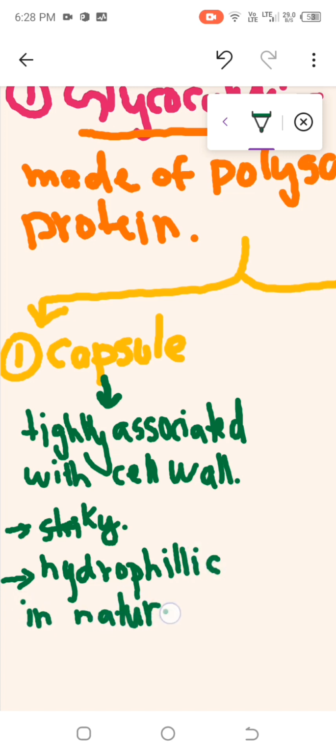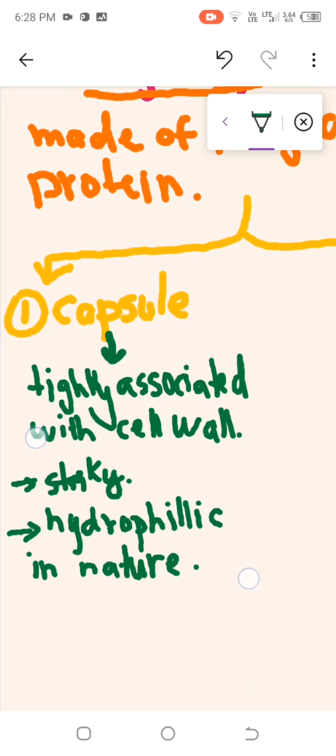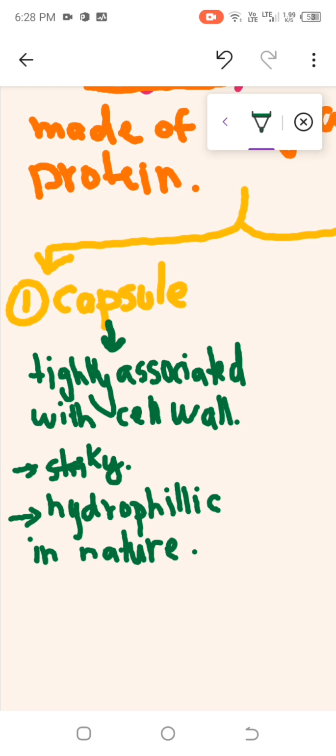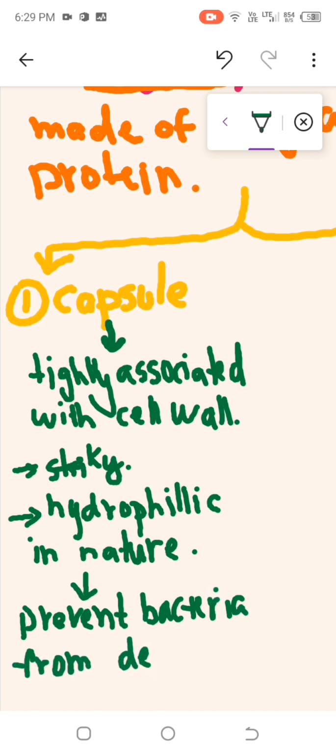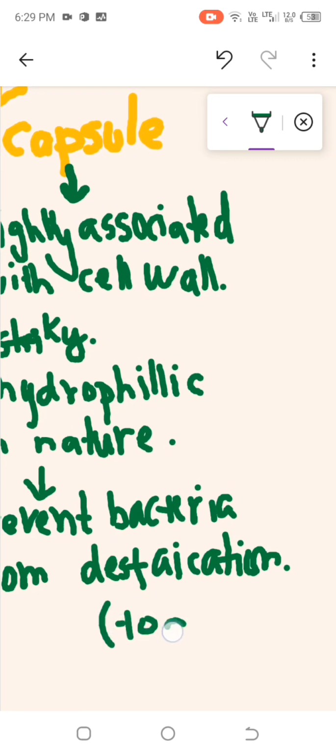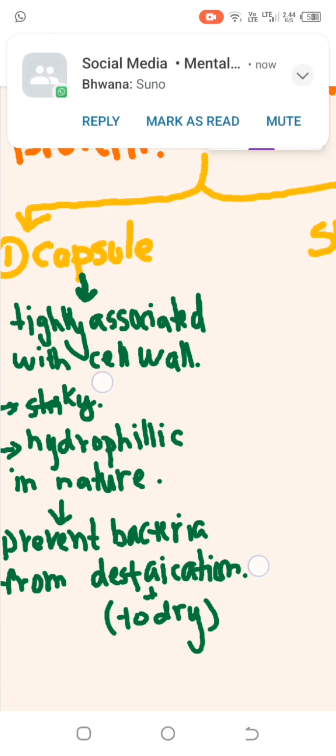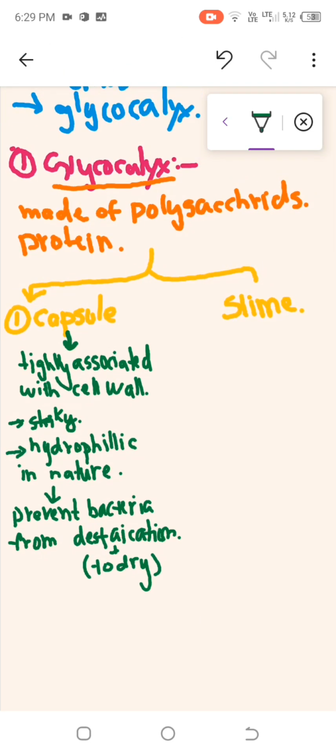Because the capsule is hydrophilic, it helps to prevent the bacteria from desiccation. Desiccation means drying out. So if the capsule is sticky, gummy, and hydrophilic, it will help prevent bacteria from desiccation, which means drying out. Okay, this capsule is clear.